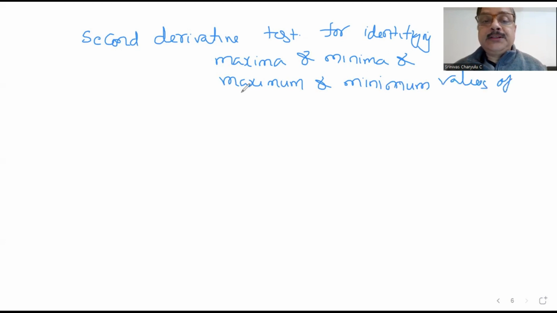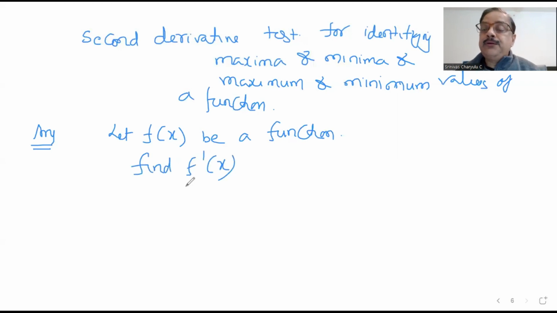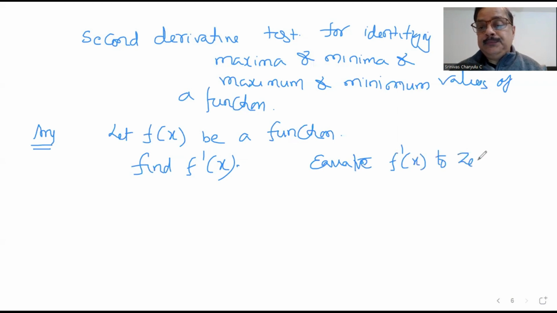Values of a function. This one is very, very important. Here I will tell you step by step for you. Let f of x be a function. Find f dash x. First we have to do f dash x. Equate f dash x to 0. Then get critical points.